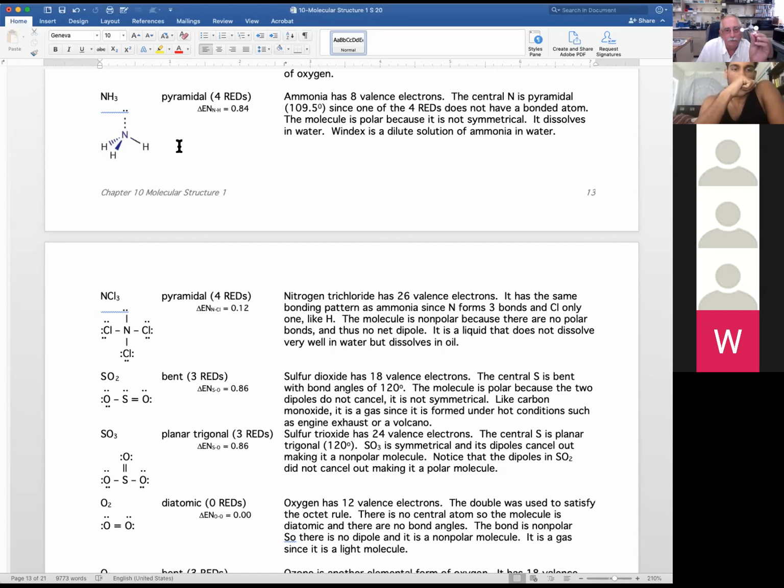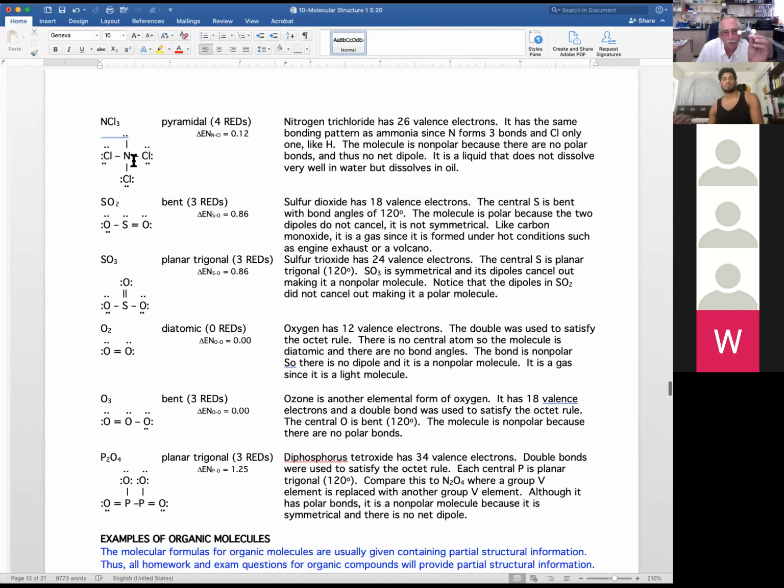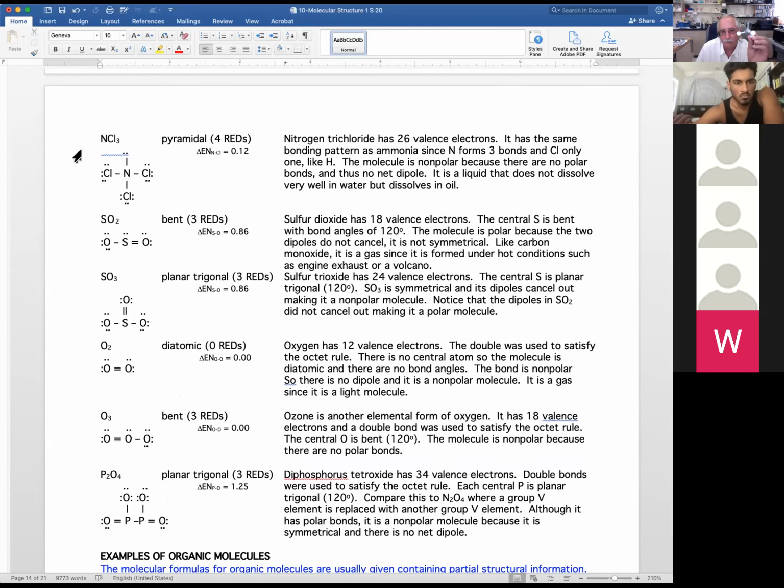So what if I replace the hydrogen with a more electronegative atom, for example, chlorine? Well, look what happens. The difference in electronegativity now makes these nonpolar bonds. Nitrogen trichloride is a nonpolar molecule. It will not dissolve in water.